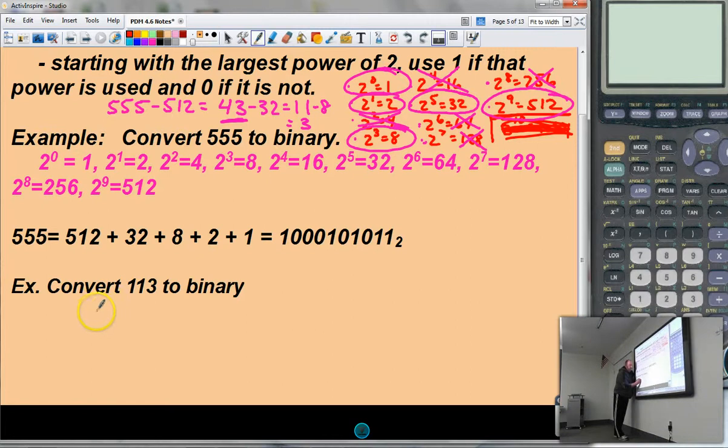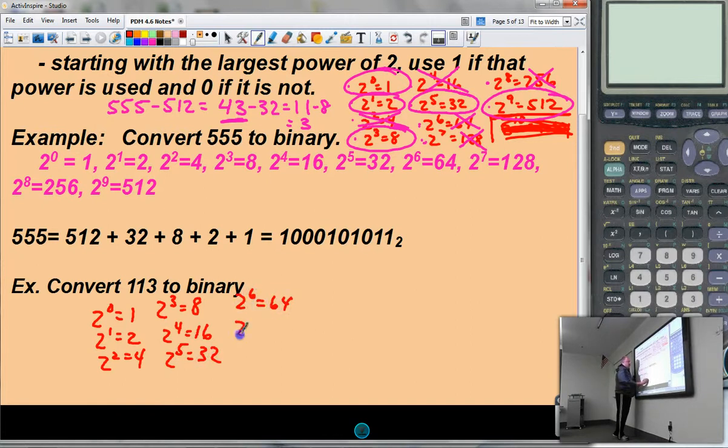Okay, but 2 to the 0 is 1, 2 to the 1st is 2, 2 to the 2nd is 4, 2 to the 3rd is 8, 2 to the 4th is 16, 2 to the 5th is 32, 2 to the 6th is 64, 2 to the 7th is 128, and that's too high. Because I only need 113. So again, here if I look, I have 1, 2, 3, 4, 5, 6, 7 different place values that I have to have.